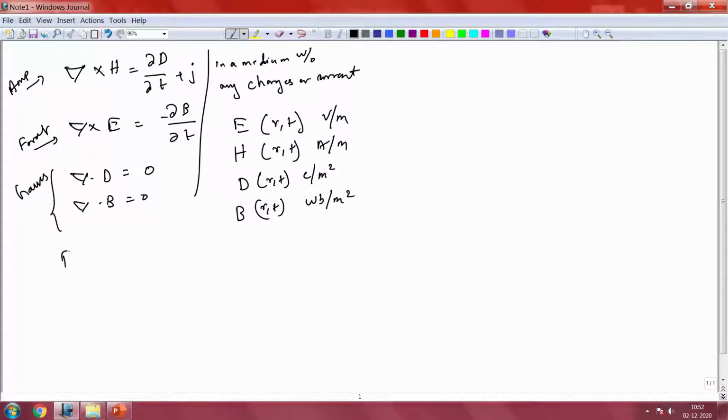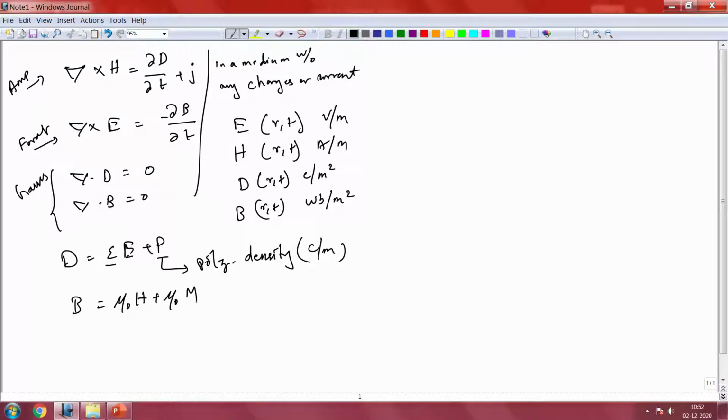So, D is represented by epsilon E plus P, where epsilon is the permittivity, E is the electric field and P is the polarization density, which is coulomb per meter square. And similarly you can represent B as mu naught H plus mu naught M, where M is the magnetization density, which is amp per meter.